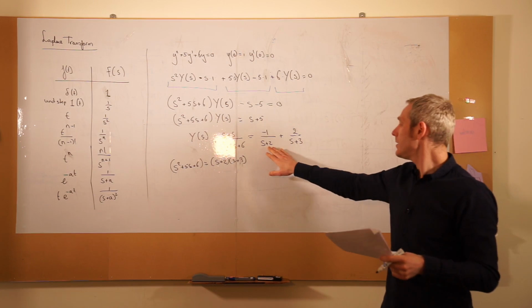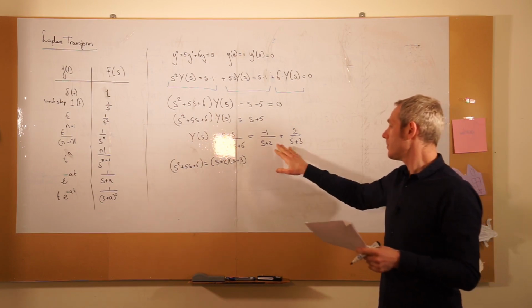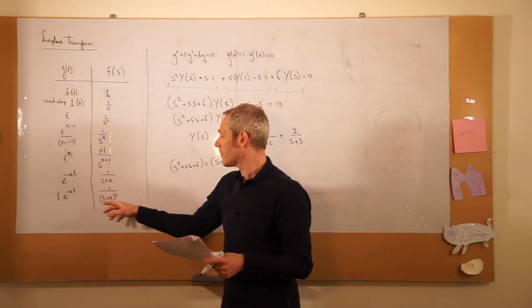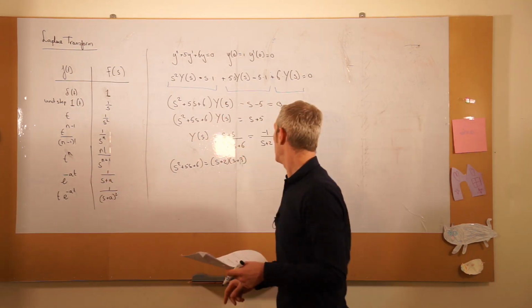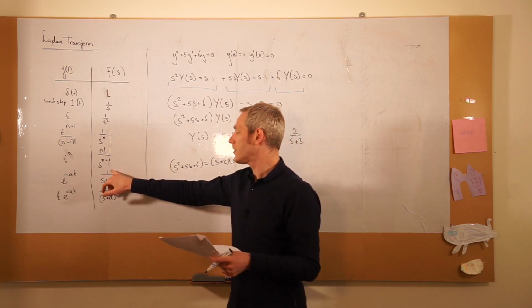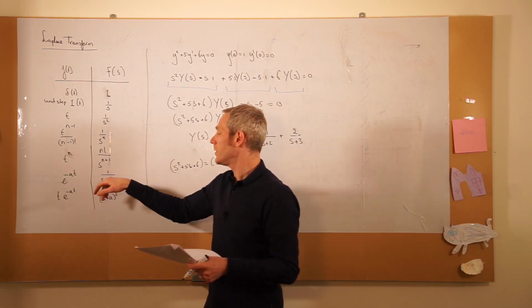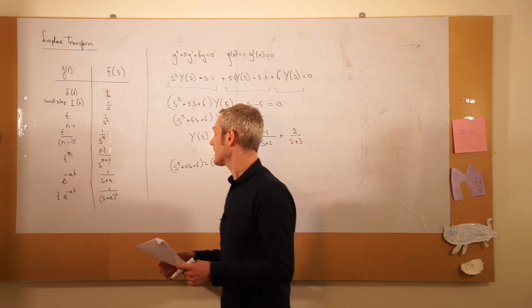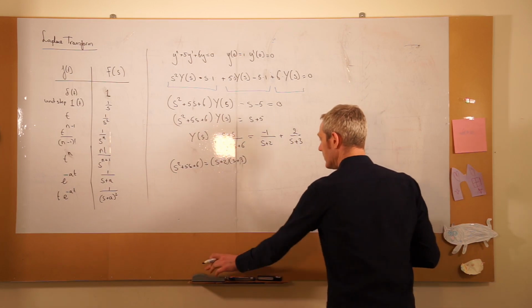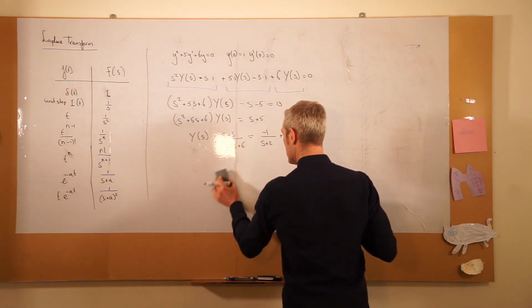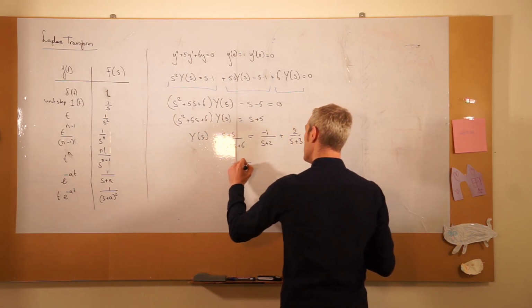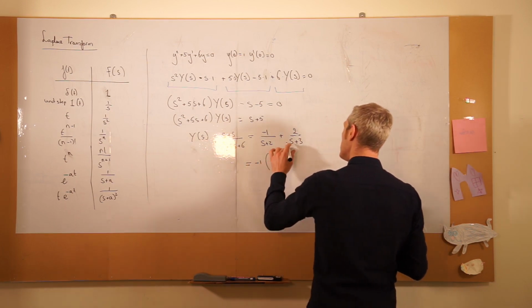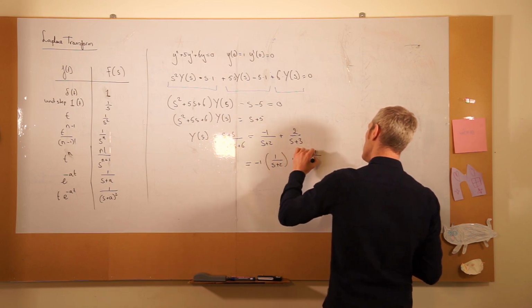These partial fractions now resemble something in the form 1 over s plus a, which we know, if we do the inverse Laplace transform, ends up being an exponential. So we can write this as minus 1 times 1 over s plus 2 plus 2 times 1 over s plus 3.